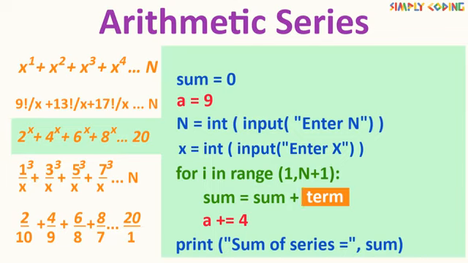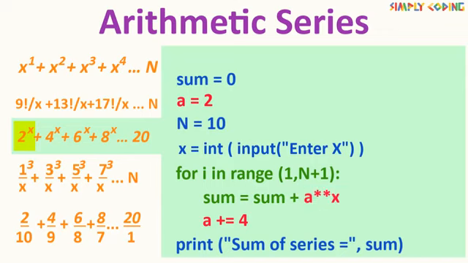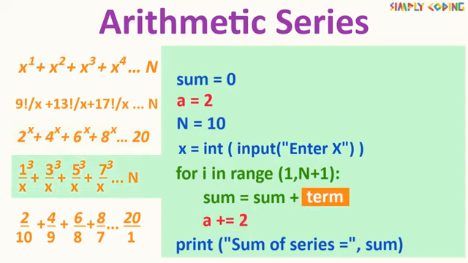Here we know n is 10, so we will directly assign n equal to 10. Here we see arithmetic series starting with 2, so we will initialize a with this number. Inside the loop, we will form the term of the series, which is a raised to the power of x to be added to sum. Then we will increment a by 2. This is our program for this series. Now let's see the next one.